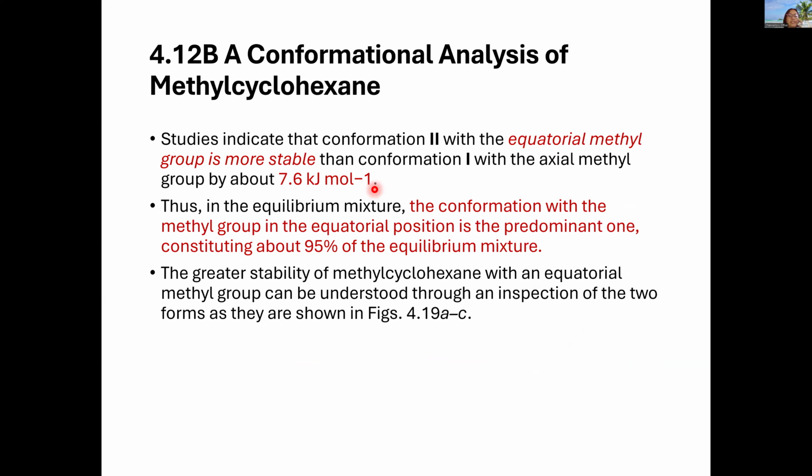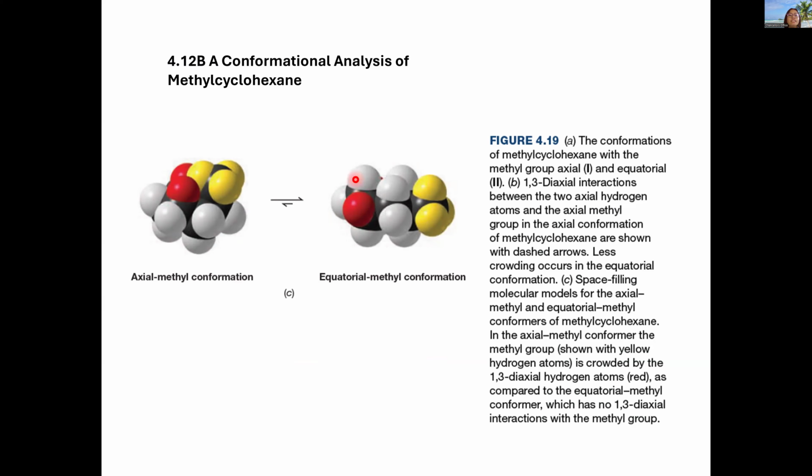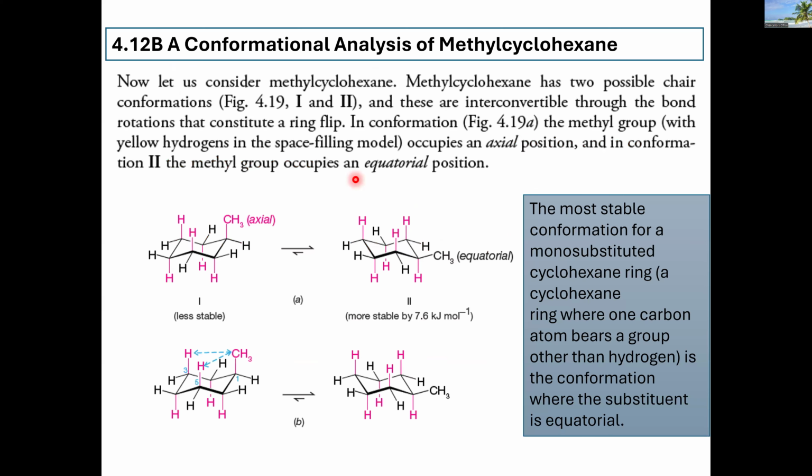So studies indicated that the equatorial methyl actually brought stabilization by 7.6 kilojoules per mole. And because of this stabilization, between conformation 1 and 2, when your methyl cyclohexane is in its container, at which conformation will it assume more? 1 or 2?